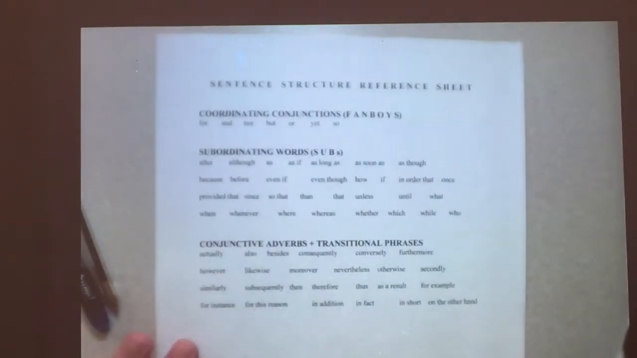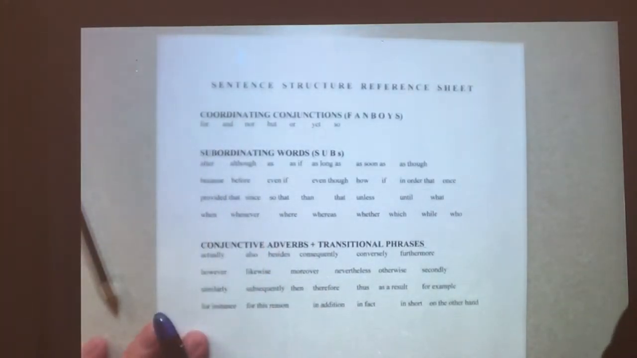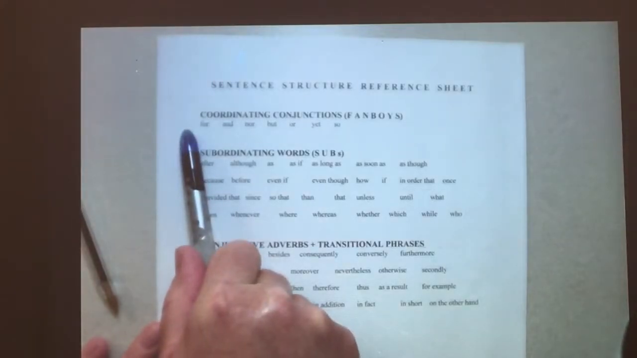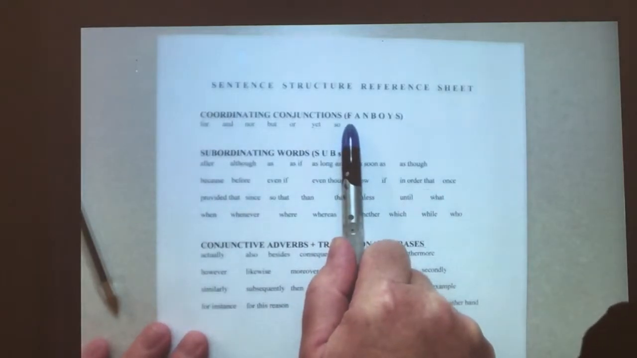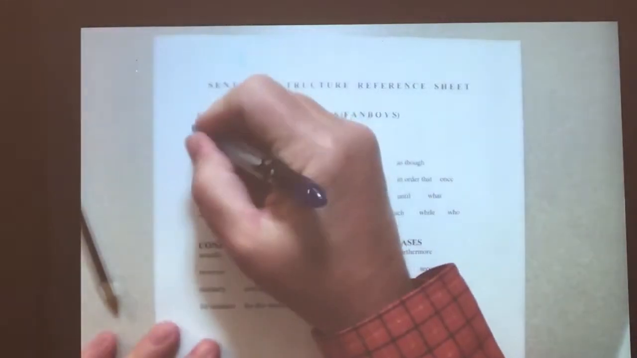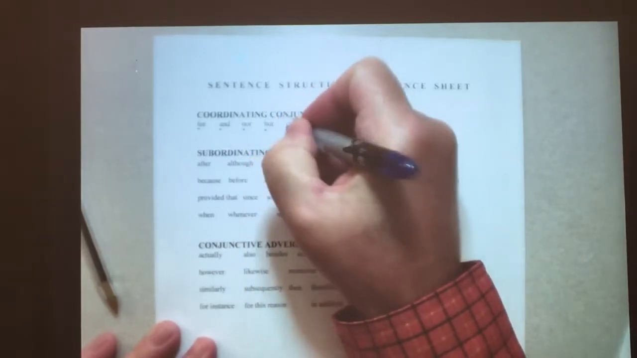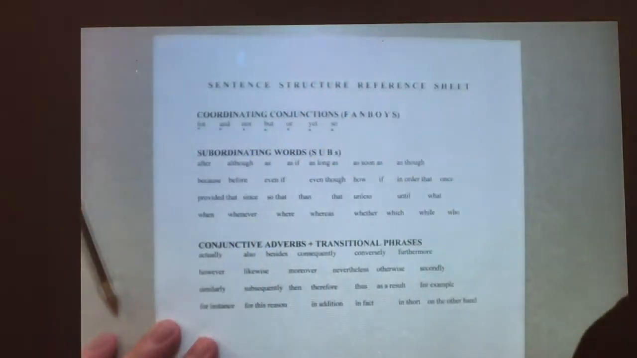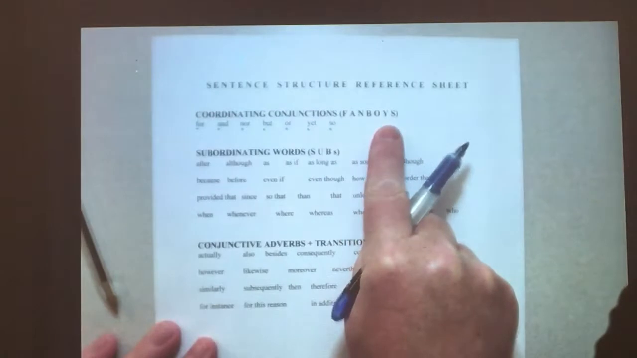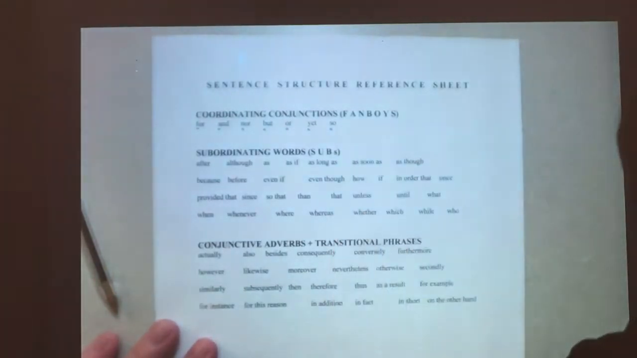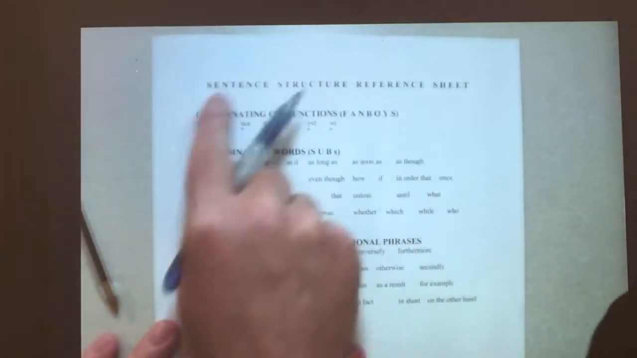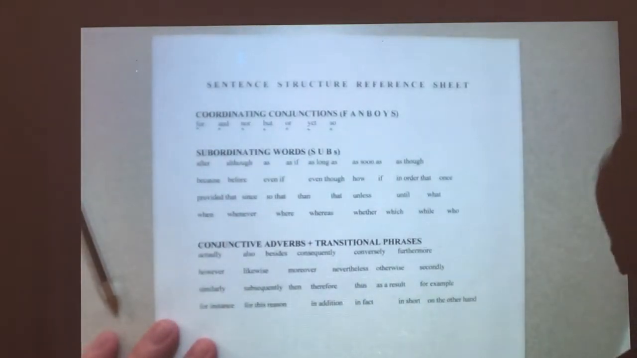So looking at the reference sheet, you'll see that there's 3 different groupings. The first one are coordinating conjunctions. These have the nickname fanboys. Reason being, we can take the first letter of each conjunction and then it gives us the word fanboys. So anytime you hear fanboys, we're referring to the coordinating conjunctions.